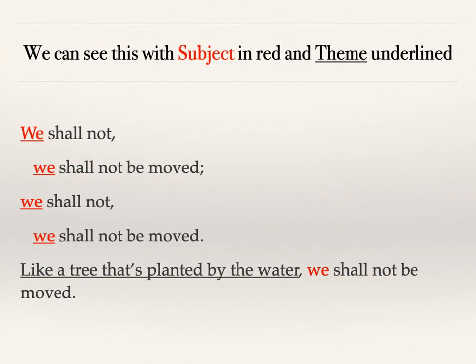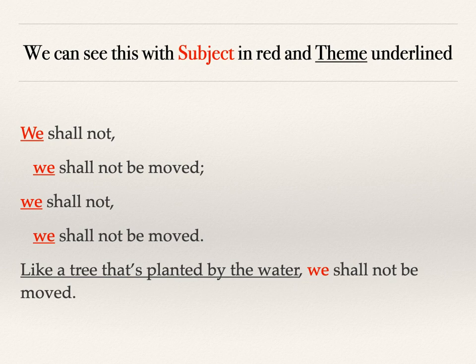And so we can compare and contrast the subject in red with the choice of theme. In the first 4 clauses, they coincide. We shall not be moved. We shall not be moved. But in the next one, they're separated. The theme is like a tree that's planted by the water, displacing the subject theme, we shall not be moved.